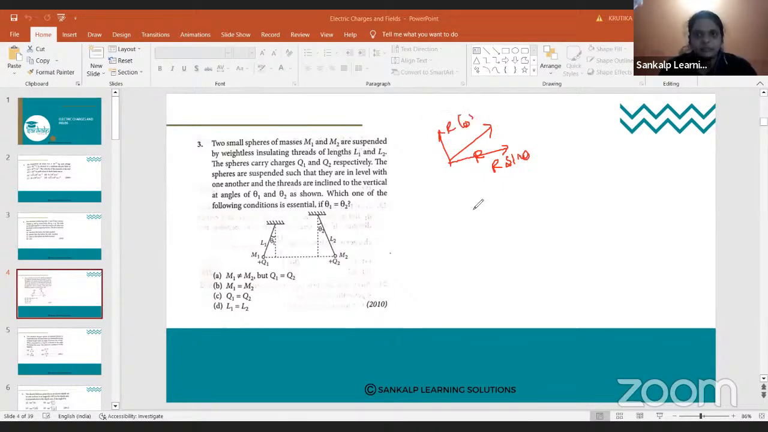Now in the same way we will resolve this length, because we know that whenever an object is hanging, the tension acts along the string. Similarly, on length L1 there will be the tension T1, and on length L2 there will be the tension T2. So first I will take only one figure and explain it to you.